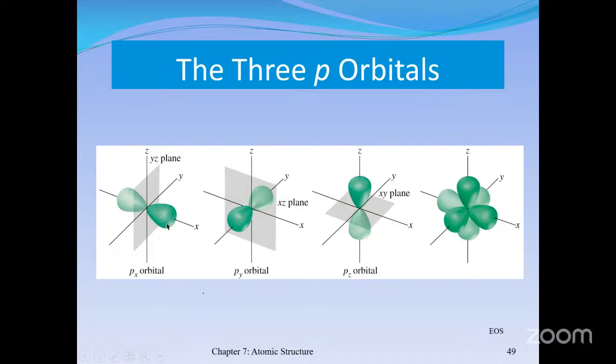So this p orbital is aligned along the x-axis, so we call it the px orbital. This is aligned along the y-axis, so that's the py orbital. And this is aligned along the z-axis, so that's a pz orbital. So this is what they look like separately. This is what they look like together, all right? So that's basically how the p orbitals appear. And whenever you see p orbitals appearing in any sublevel, they appear in sets of threes, all right?